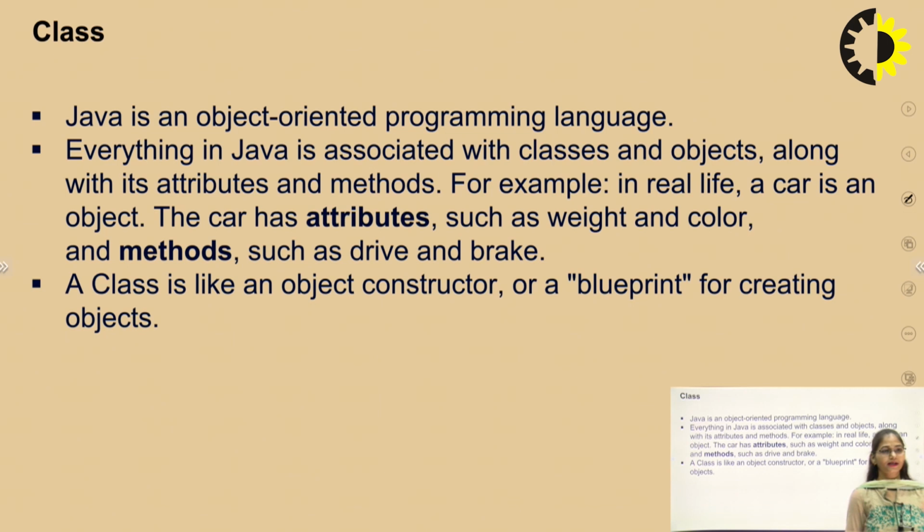So, discussing classes. What is a class in the Java environment? Java is basically an object-oriented programming language which uses the concept of classes. The class is just like a blueprint which is used to create an object. Everything in Java is associated with classes and objects along with their attributes and methods. In a class, we describe the attributes and methods present for a particular class. In this example, we have a class car, which has some attributes like weight and color and methods such as drive and brake.